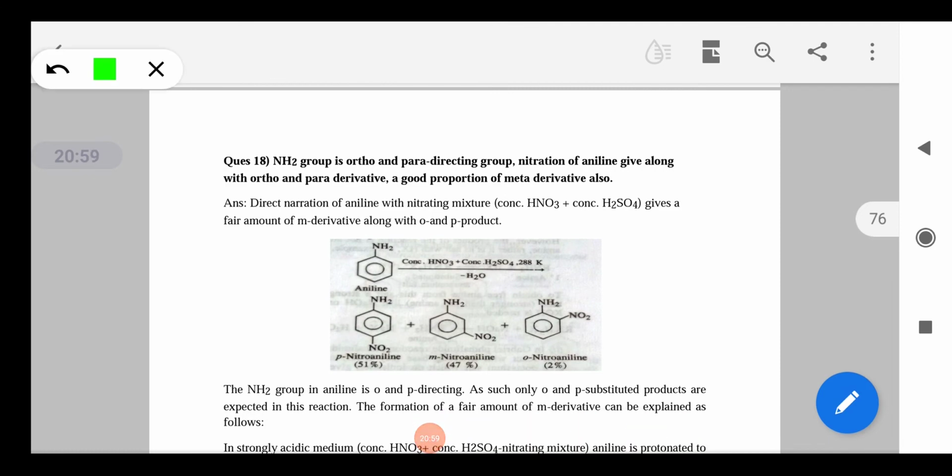Question number 18. NH2 group is ortho and para directing. Nitration of aniline, along with ortho para derivatives, a good proportion of meta derivative is also formed.